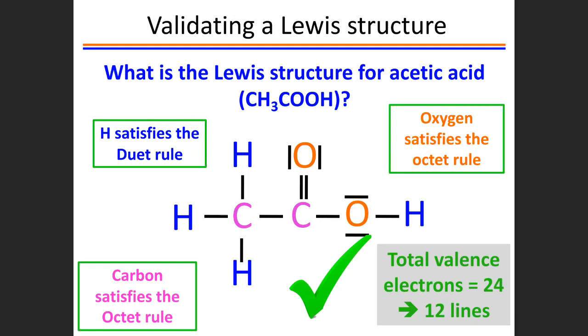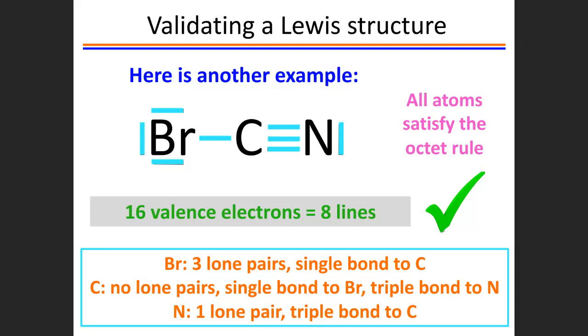So now you could see they write the total valency electrons 24. They maintain here the total for hydrogen, carbon, oxygen. Now let's see another example. Bromine cyanide or bromocyanide. In that case, 16 valency electrons and 8 lines.